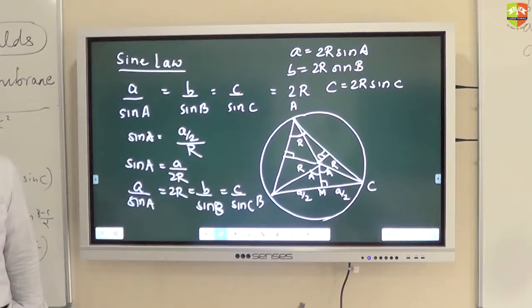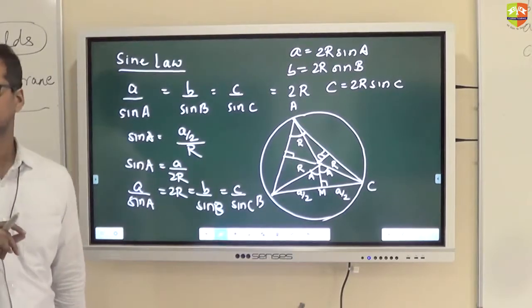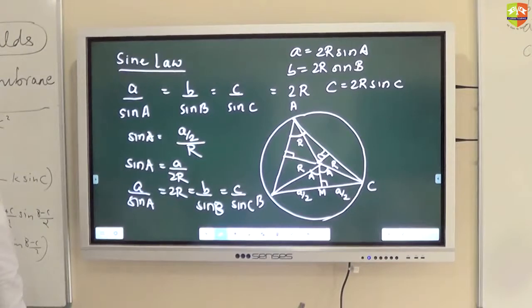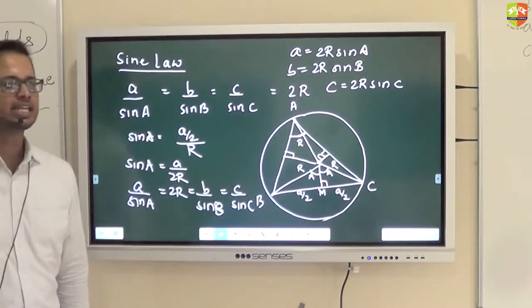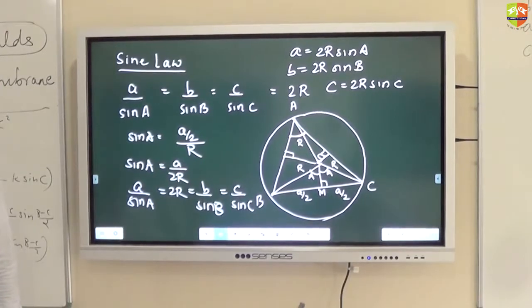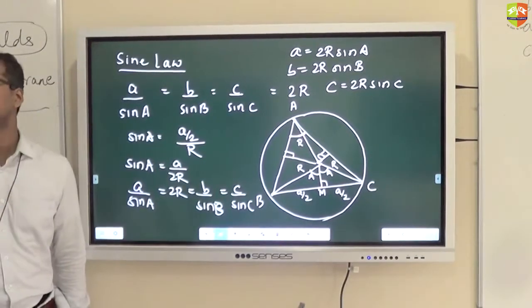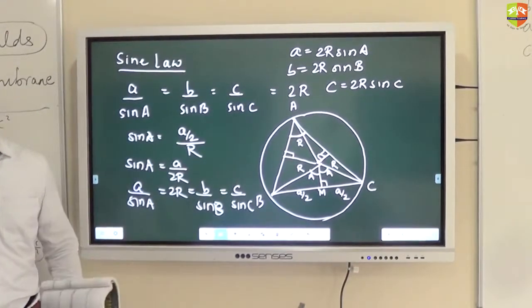In school they equated it to K, writing the 2R term as K, because sometimes we don't need to deal with it. But it's always good to know what that K is. The K is actually 2R, twice the circumcircle radius.